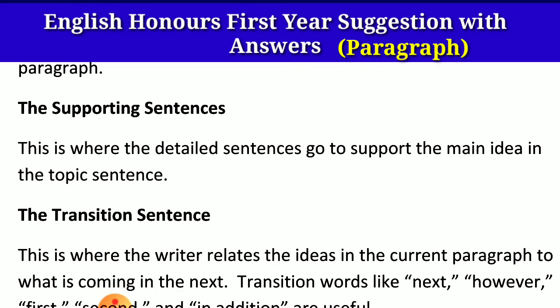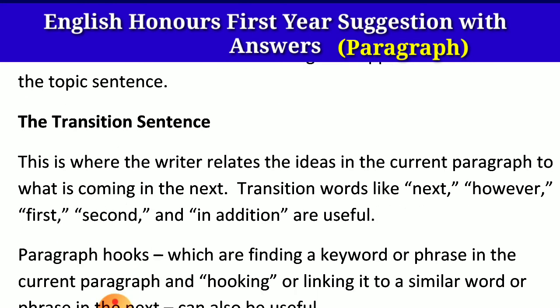The supporting sentences. This is where the detailed sentences go to support the main idea in the topic sentence. The transition sentence. This is where the writer relates the idea in the current paragraph to what is coming in the next.